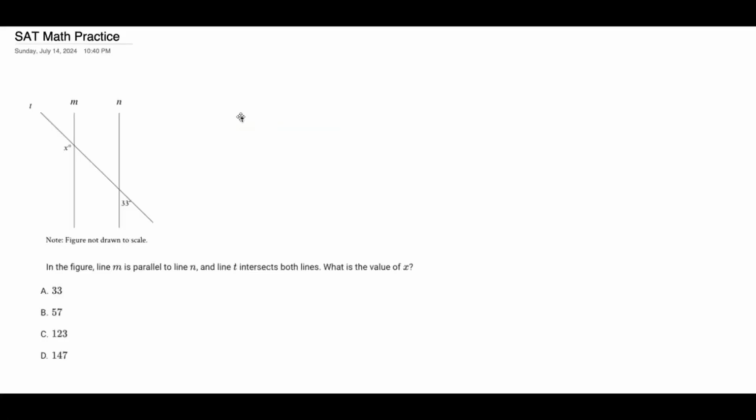Figure: line M is parallel to line N, and line T intersects both lines. What is the value of X? All right, so first off, what we have here are vertical angles, right? They give us 33 degrees here, so we know the angle across from that will also be 33 degrees.